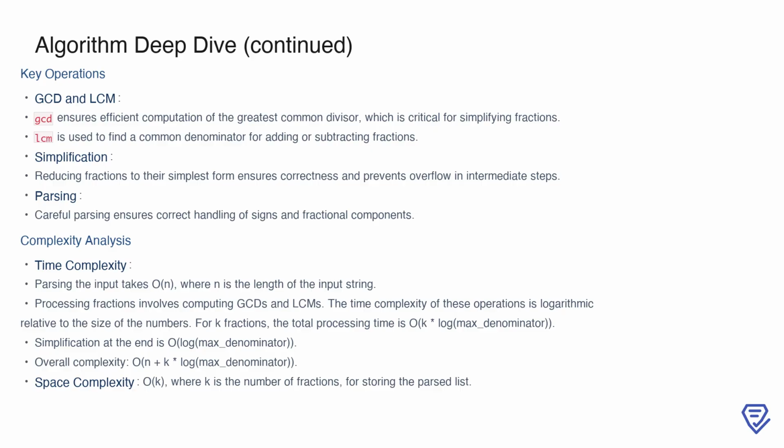Therefore, the overall time complexity is n plus k*log max_denominator, while the space complexity is k, as we store the parsed fractions in a list.